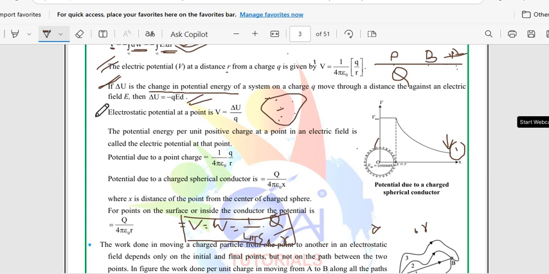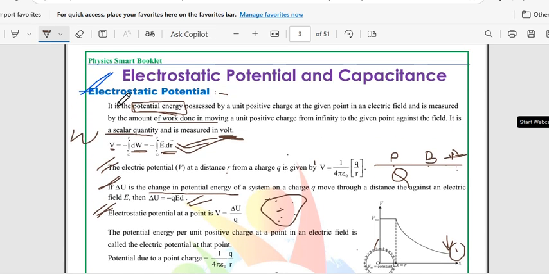The electrostatic potential at a point V will become delta U divided by Q. This can be written as delta U, the change in potential energy per unit charge. This is the electrostatic potential. These points are to be remembered.